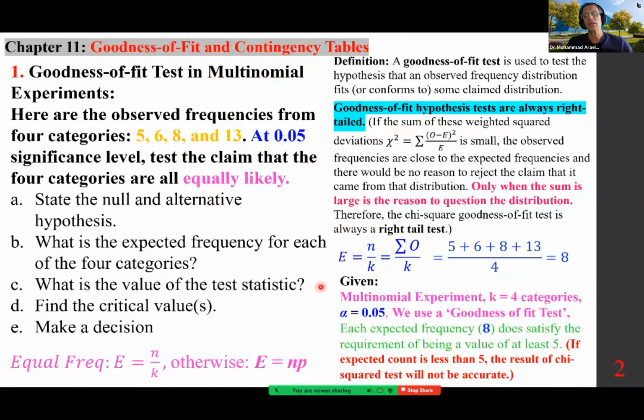What is given? It's a multinomial experiment where k is 4. We have 4 different categories with the choice of alpha being 0.05. Therefore, we use a goodness of fit test. Also, each expected frequency, which is 8, does satisfy the requirement of being a value at least 5. That is the requirement, because if the expected count is less than 5, the result of the chi-square test will not be accurate.